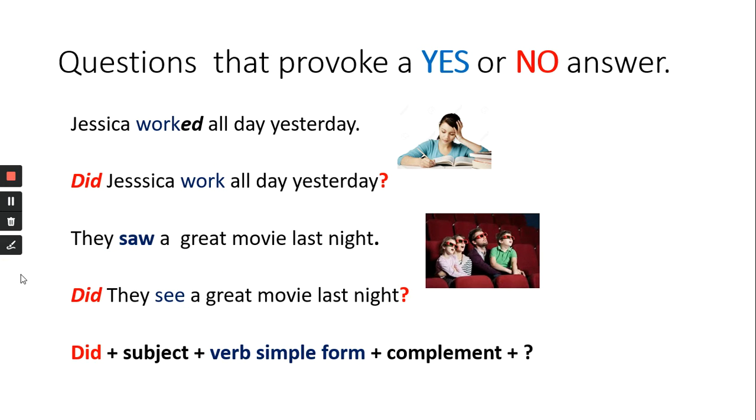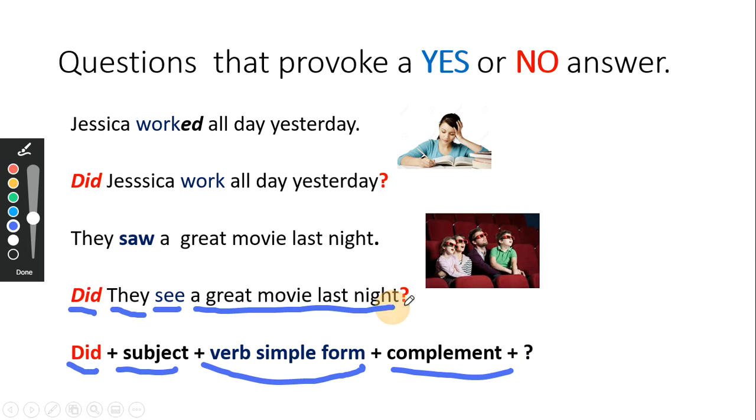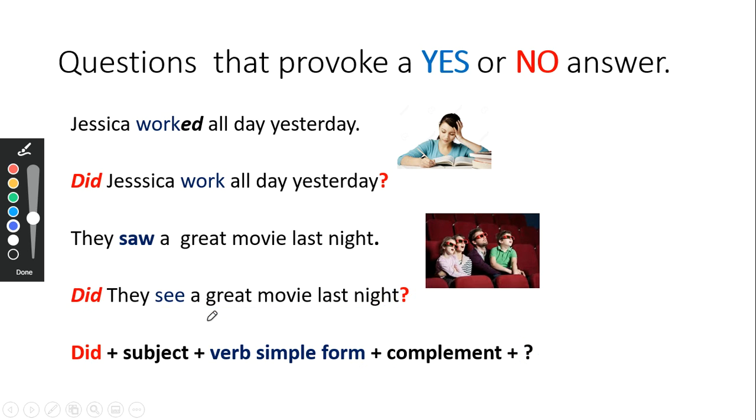So this is basically the structure of a question that provokes a yes or no answer. We have the auxiliary did, we have the subject, the verb in its simple form, in this case, the verb in the example above is see, and the rest, the complement. All of this is the complement, a great movie last night. And don't forget the question mark. So this is how you form questions to provoke yes or no in the simple past.